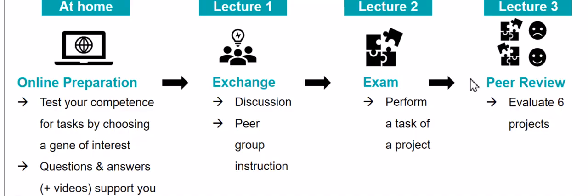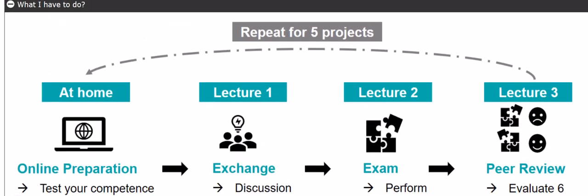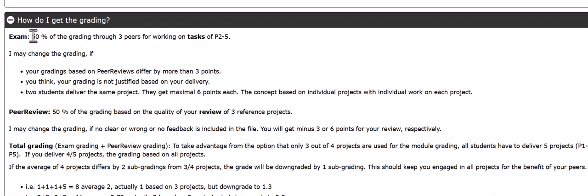Peer review is also very, very important because later on you are confronted with situations where you have to evaluate certain work packages of your colleagues, or you are a supervisor of people and you have to be able to evaluate projects. As you can see, you have to repeat that 5 times to be successful in the module. 50% of the grading you get on your peer reviews, and 50% you get working on the task.